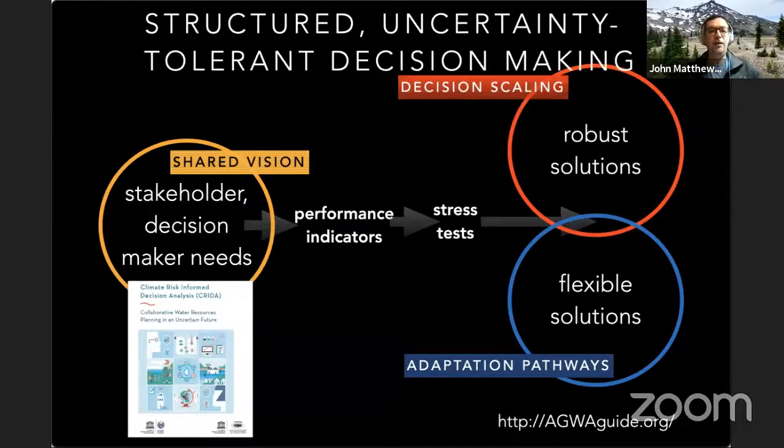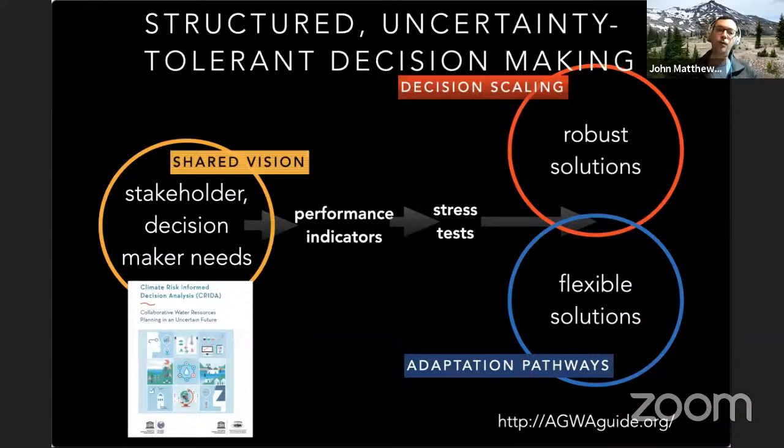The technical analyst then tries to translate that into traditional engineering and economic language, that of performance indicators. How do we specifically measure success and failure? You can tell, even though this is a climate project, we haven't talked about climate scenarios, climate models yet. Those performance indicators are then confronted with climate data in the form of stress tests, often through a scenario neutral process. Ott will be talking about that, I'm sure.